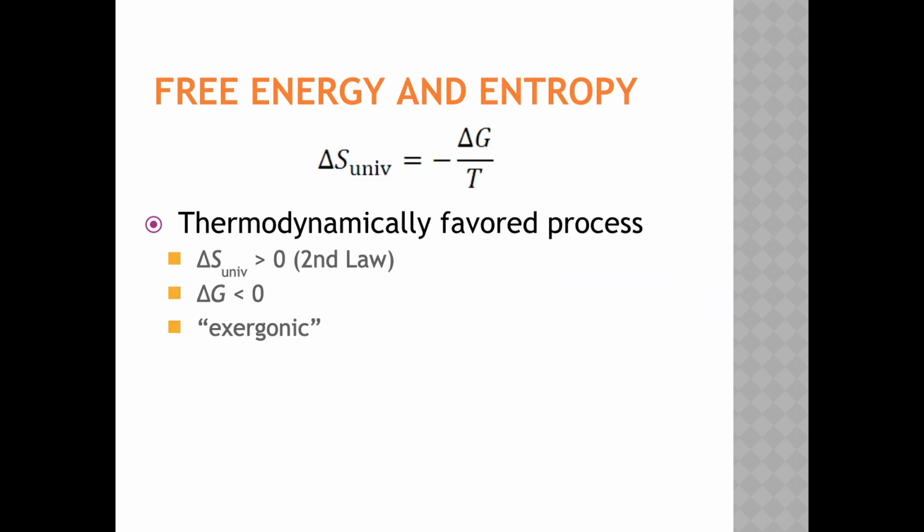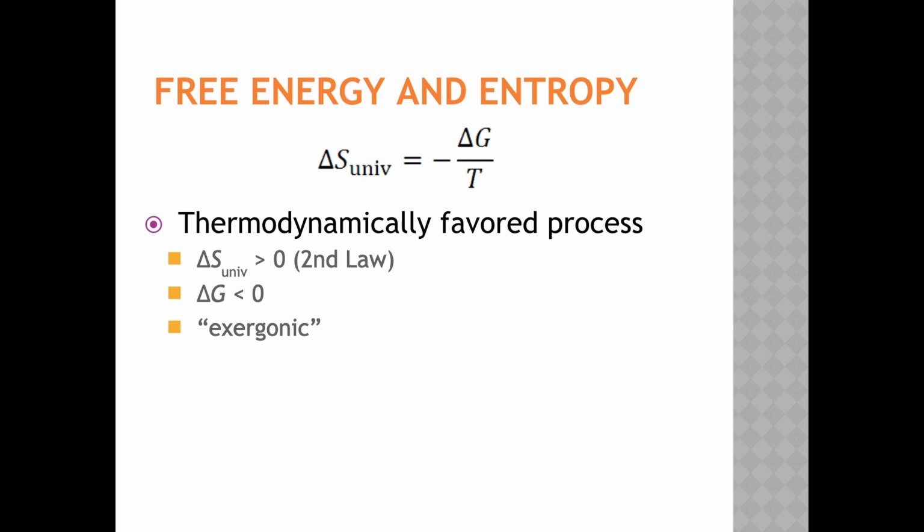As a result of this relationship, a process carried out at constant temperature and pressure, like the processes we study in this course, will only be thermodynamically favored if delta G is negative. That's because Kelvin temperature is never negative, so a negative delta G will yield a positive delta S for the universe. When delta G is less than 0, the process is considered exergonic, which is convenient because there's a G in exergonic, and Gibbs free energy is symbolized by the letter G.